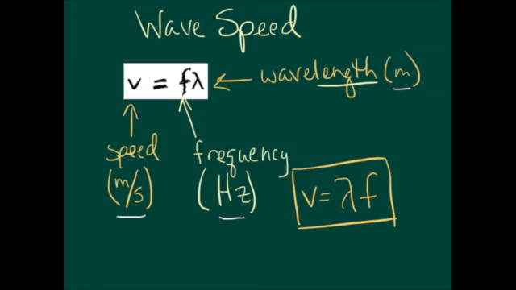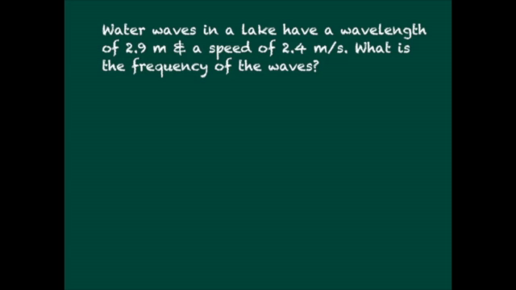Now, of course, you know if I give you an equation to use, you're going to have to actually do some calculation. So let's do one practice together. Water waves in a lake have a wavelength of 2.9 meters and a speed of 2.4 meters per second. What is the frequency of the waves? Well, the wavelength is 2.9 meters. The speed is 2.4 meters per second. And I want to know the frequency.